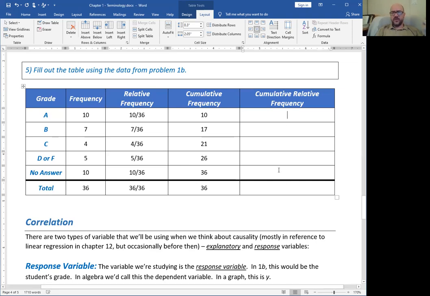And so you can do the same exact thing with cumulative relative frequency, right? I'm just going to do 10 out of 36 here. And then this one's going to be 17 out of 36, etc. 21 out of 36, 26 out of 36, and 36 out of 36. That's it. That's all those terms mean.